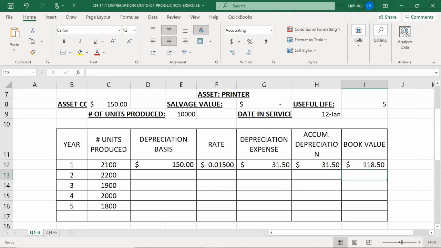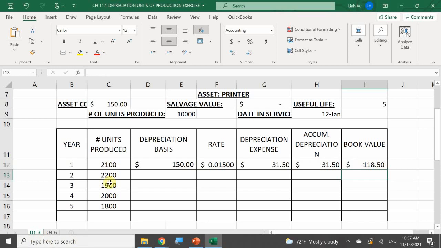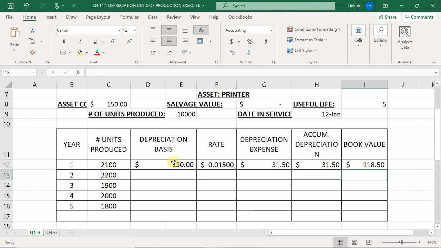For the second year, I produced 2,200 units this time. So what's my depreciation basis going to be for year 2? The same. If it's the same for the second year, it's going to be the same for all 5 years. What about my rate? The same as well, for all 5 years.